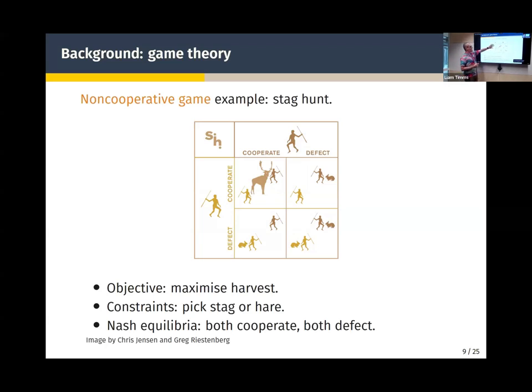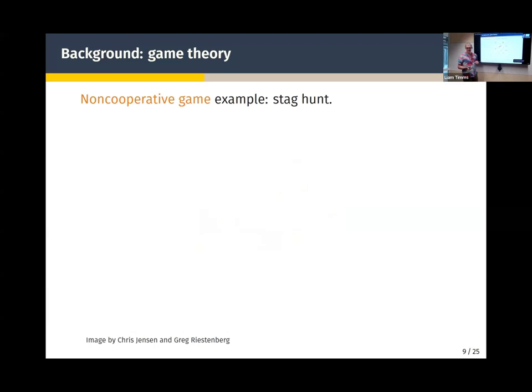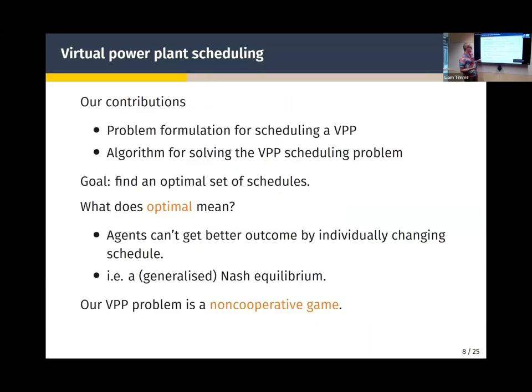So what exactly does that mean? There's going to be a bit of delay on this, isn't there? No, there it is. So if we go back to what I said before, in a Nash equilibrium, agents can't get a better outcome by individually changing their strategy.